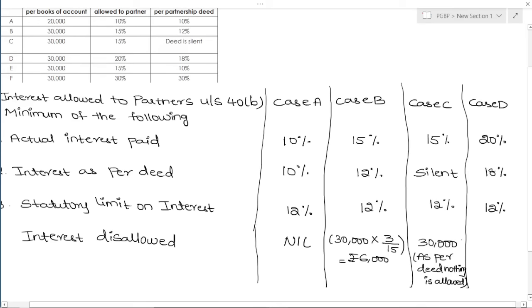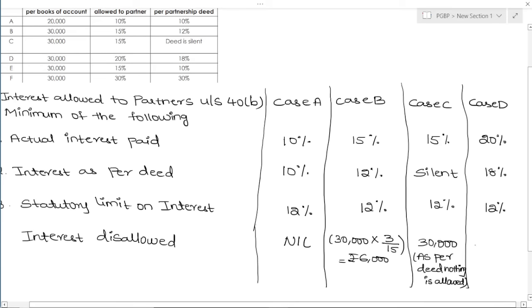Okay. Out of this, what is lower? Sir, 12% is lower. So, what is allowed? Only 12% allowed. Okay. But actually paid how much? Sir, 20% is actually paid. But how much is allowed? Sir, 12%. Yes. So, how much is disallowed? Sir, 20 is paid, 12 is allowed. So, 20 minus 12, 8% is disallowed.